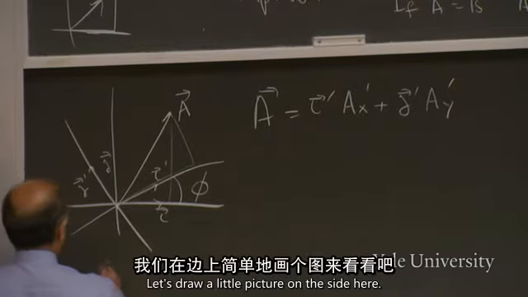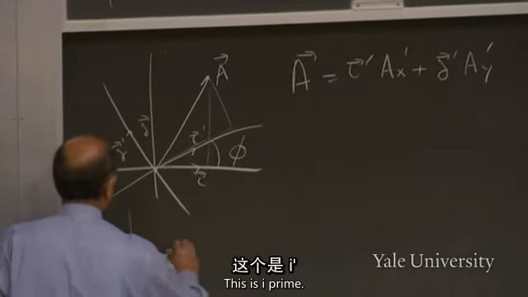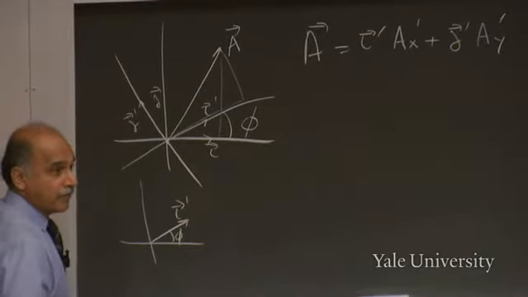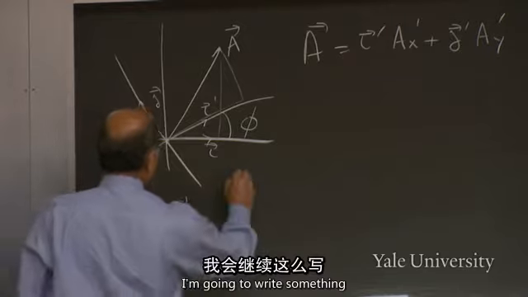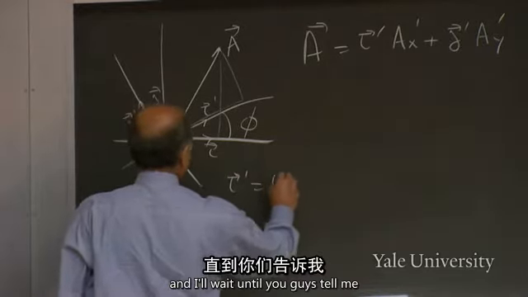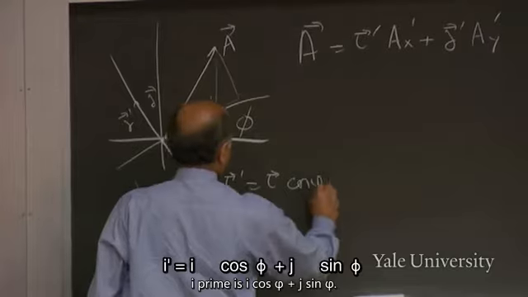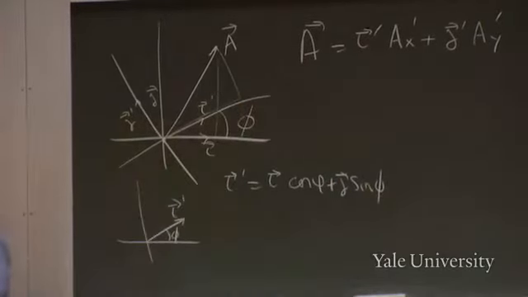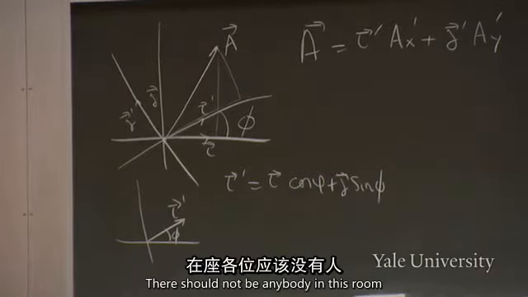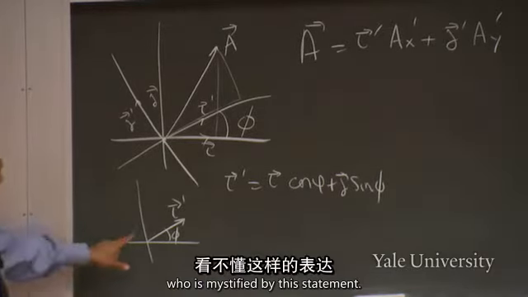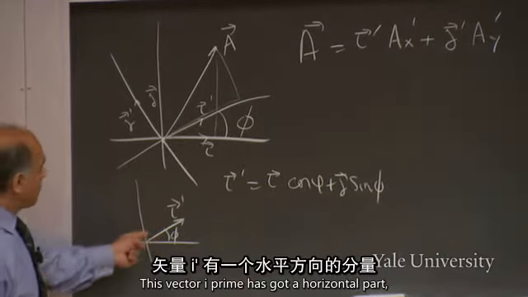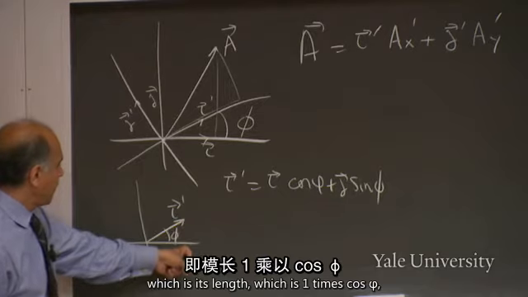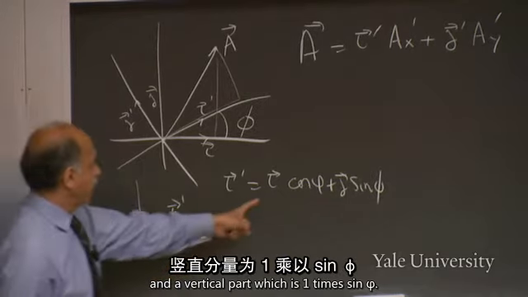So let's draw a little picture on the side here. This is i prime. It's got length 1. It's at an angle phi. So I'm going to write something, and I'll wait till you guys tell me you're comfortable with this. i prime is i cosine phi plus j sine phi. There should not be anybody in this room who is mystified by this statement. This vector i prime has got a horizontal part, which is its length, which is 1 times cosine phi, and a vertical part, which is 1 times sine phi.